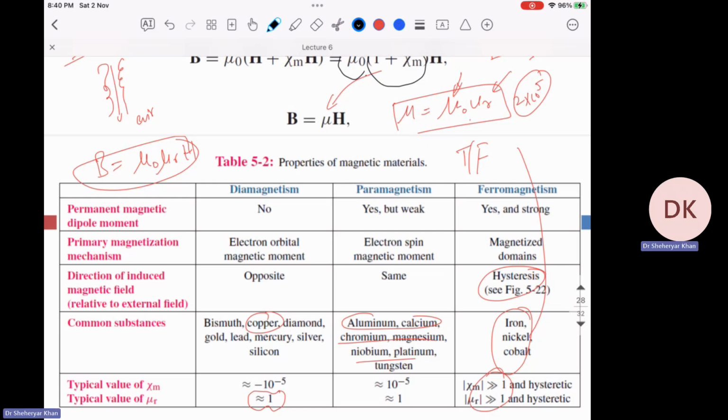And they do not have a permanent magnetic memory. That means if you remove the magnetic field, they lose it. The example is that... we don't use these for transfer of magnetic flux.